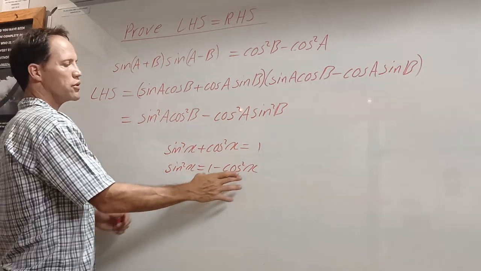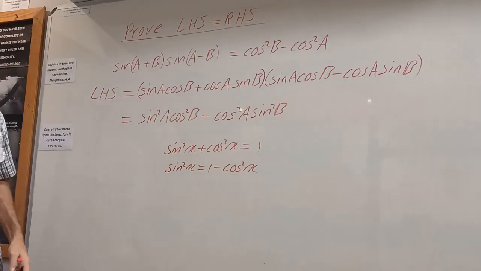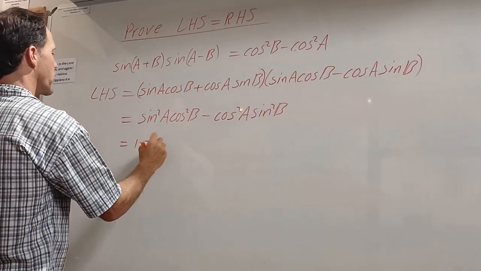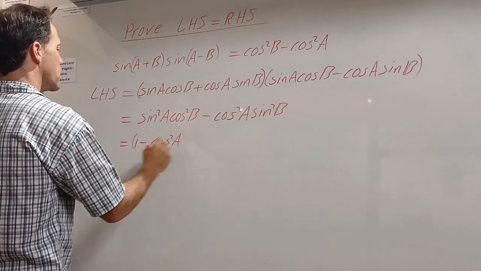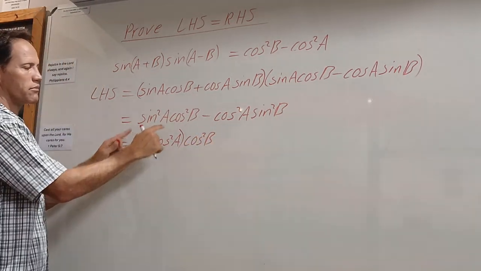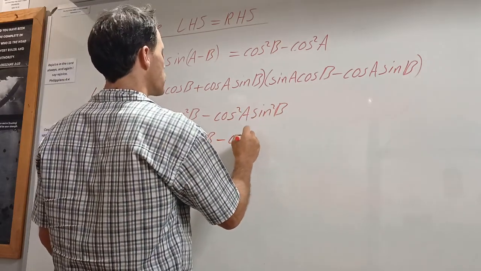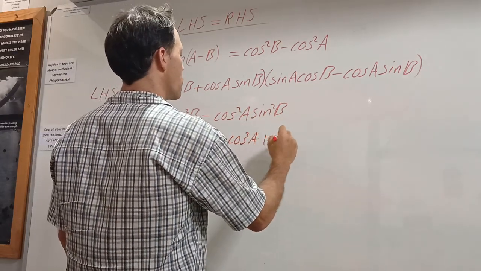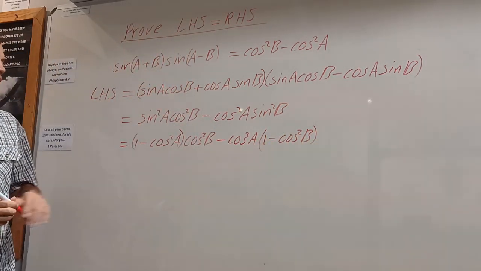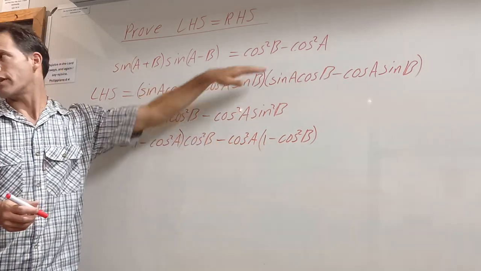So you can say, well, let's change the sin squared A to 1 minus cos squared A. So we're going to do that now. Let's change this one, sin squared A, to 1 minus cos squared A, and then we leave the cos squared B. Then here we do the same: we leave the cos squared A and make the sin squared B 1 minus cos squared B. Now the reason why we did it is that now we only have cos squared everywhere, because that's what the answer looks like, just cos squared.